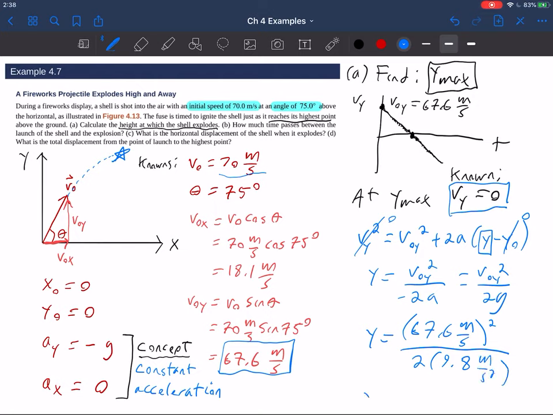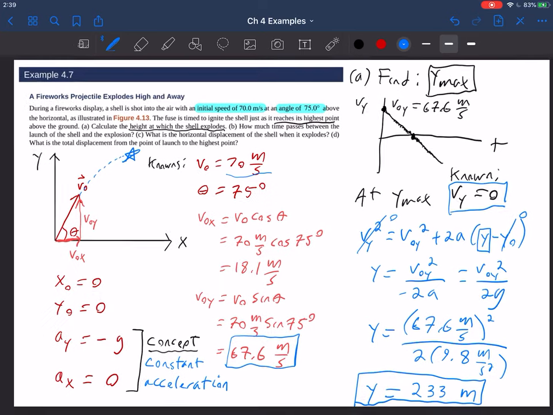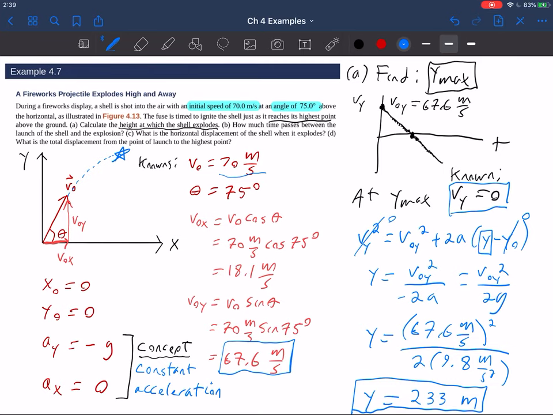When we solve this, we can see that our seconds squared cancels out. We've got meters squared in the numerator and meters in the denominator, so those give us just meters, which is good. We want an answer in meters, and when we plug in, we get 233 meters. So that's our answer for the max height reached by this projectile. That's our answer to part A. That was a little bit of work, but it wasn't too bad.